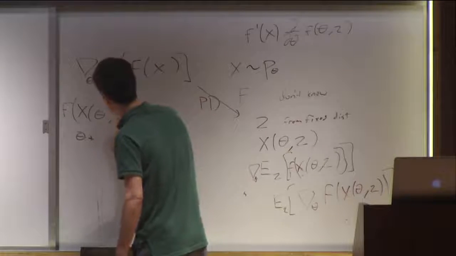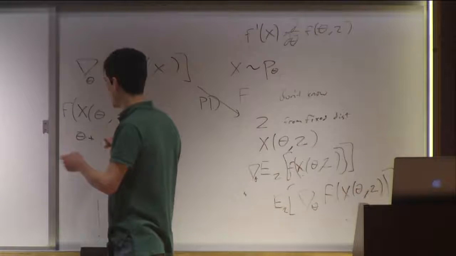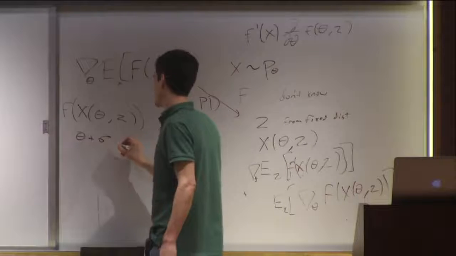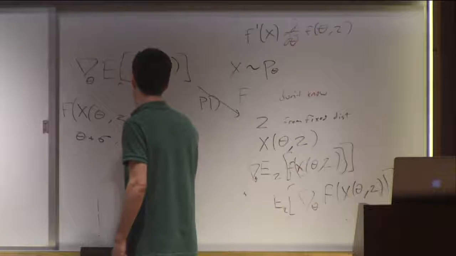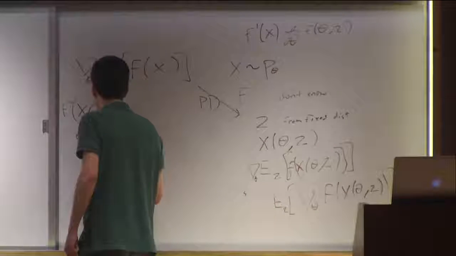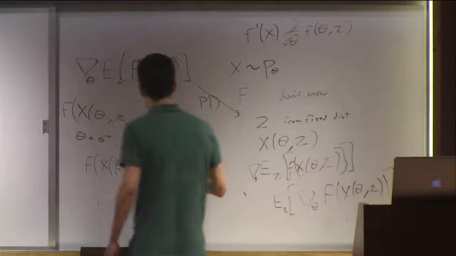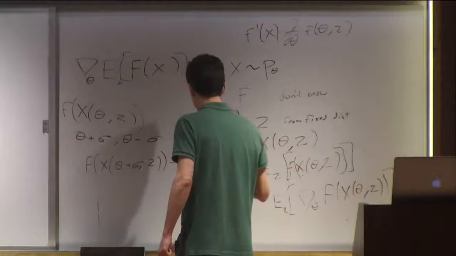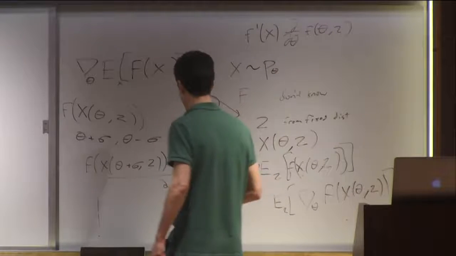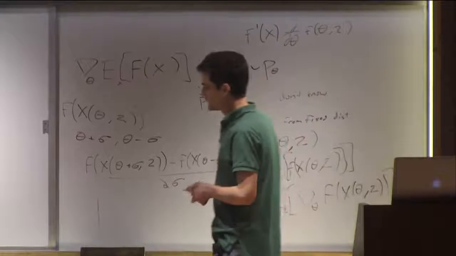Actually, let's just say this is a one-dimensional problem. So we don't have to worry about the one-hot vectors. But for now, let's just say we want to evaluate it at theta plus sigma and theta minus sigma. Then our finite difference estimator is just going to be f of x of theta plus sigma z minus f of x of theta minus sigma z over 2 sigma, right? OK, so that's yet another estimator we can use.